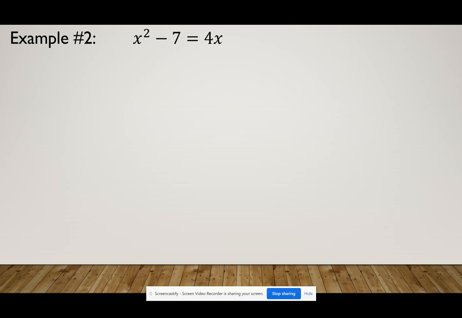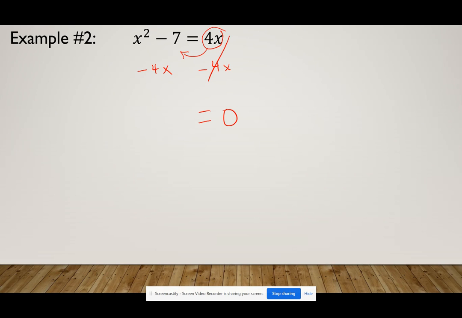So if you look at example number 2, we have this 4x over here. We need to get it to the other side. So to do that, we need to subtract 4x from both sides. Subtract 4x. Okay, so now this goes away and we have equals 0.